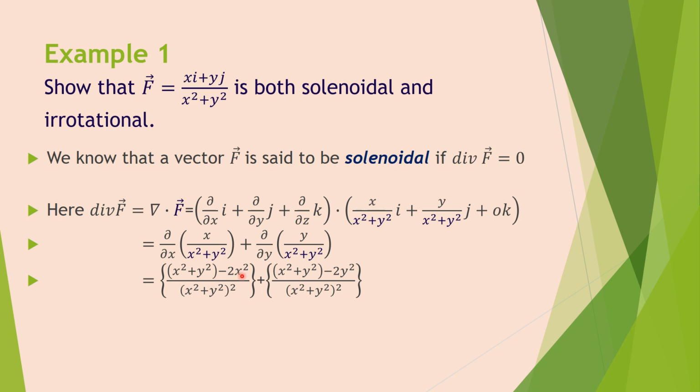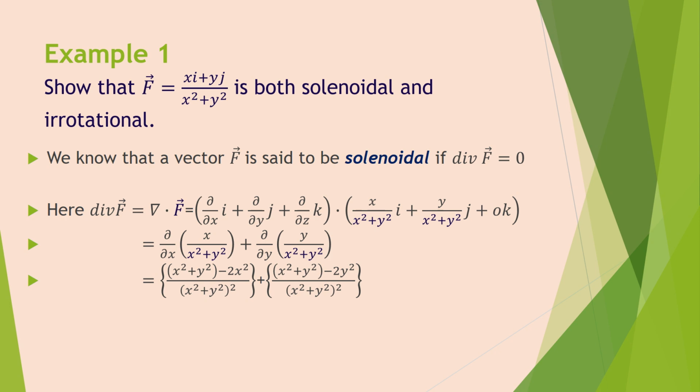numerator into derivative of denominator. The numerator is x, and the derivative of the denominator x square is 2x. So x into 2x, which is 2x square. So minus 2x square, divided by the denominator whole square, that is (x square plus y square) whole square, plus again we have to apply the quotient rule for dou by dou y of y by (x square plus y square), because y is there in the numerator and the y expression is there in the denominator also. So we have to apply the quotient rule for this differentiation.